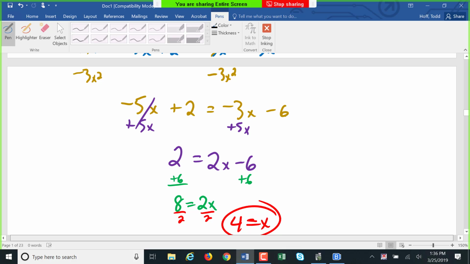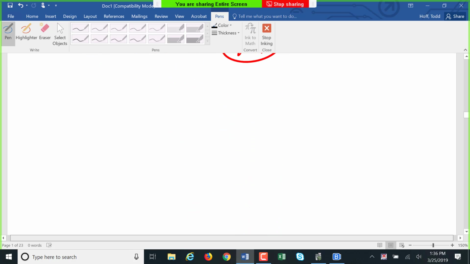Not so bad? Okay. Well, there's a subdivision of these problems that can be solved a little bit simpler than what we've been doing. That subdivision is what we call proportion problems, where you end up with something like this.